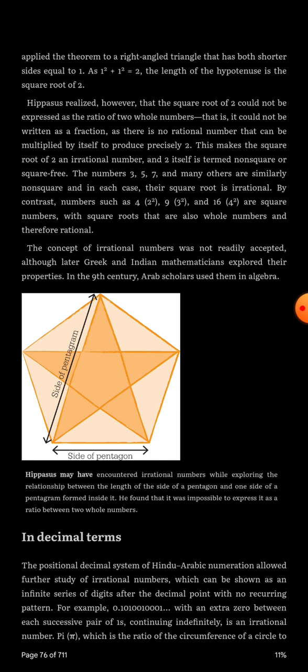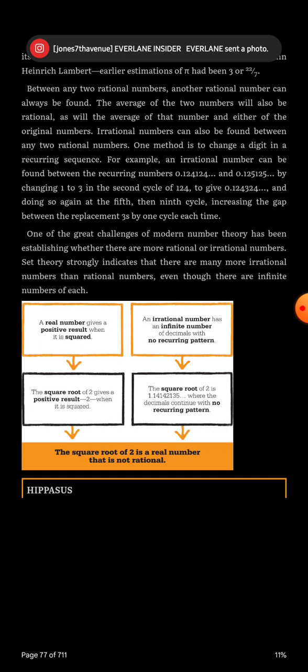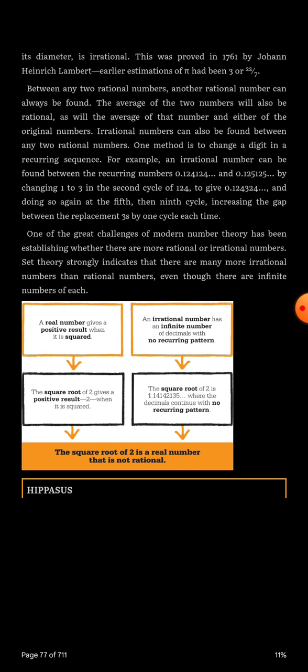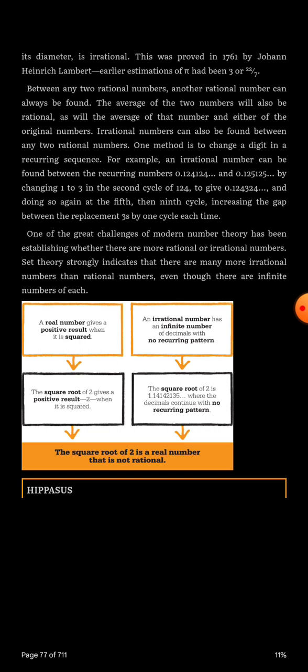Pi, which is the ratio of the circumference of a circle to its diameter, is irrational. This was proved in 1761 by Johann Heinrich Lambert. Earlier estimations of pi had been 3 or 22/7. Between any two rational numbers, another rational number can always be found. The average of the two numbers will also be rational, as will the average of that number and either of the original numbers. Irrational numbers can also be found between any two rational numbers.